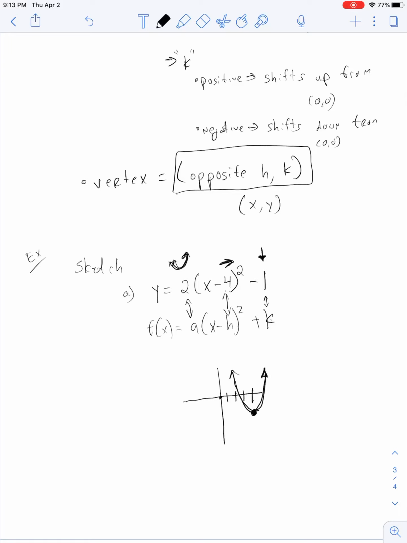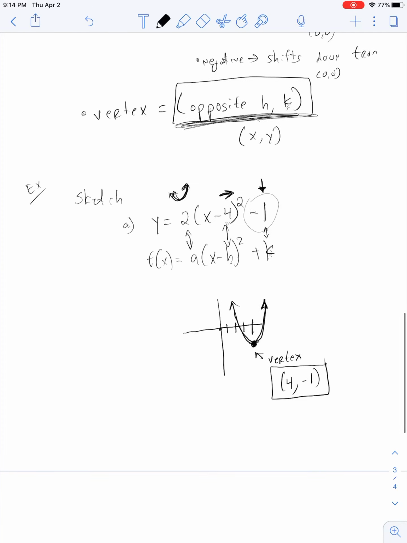All right. This will tell you the vertex. Once again, your vertex, taking a look right here, it's the opposite of h. If your h is -4, the opposite of -4 is a +4. Right? Your k will be y, so your k is -1. So that's your vertex.